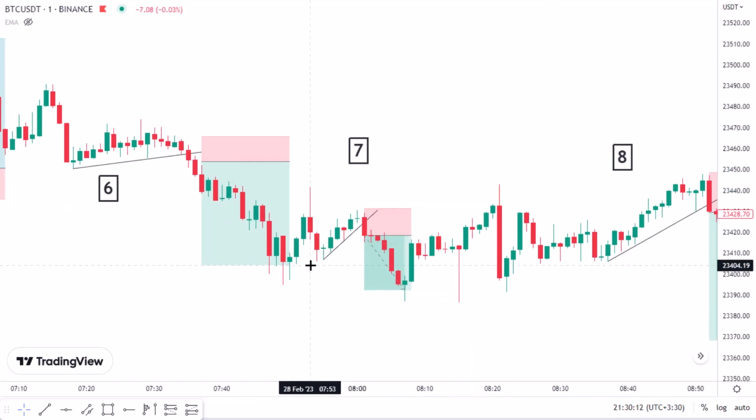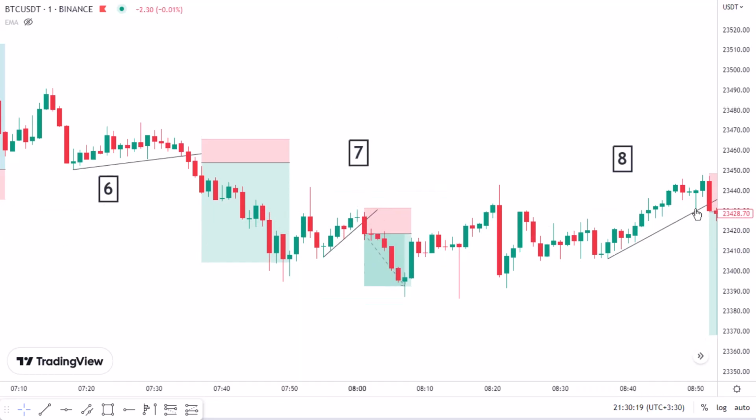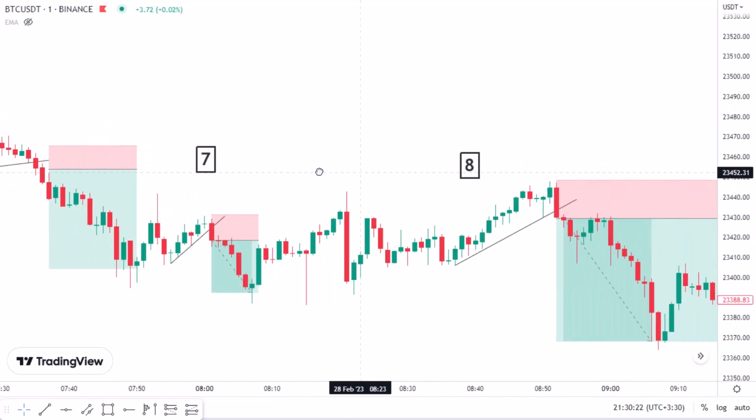On the trade 7, we have a trend line with 3 touches, and the first time it breaks it, we enter the position, set our stop loss, and it gives us a reward of 2.